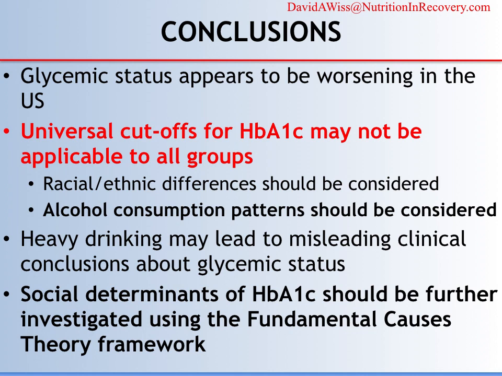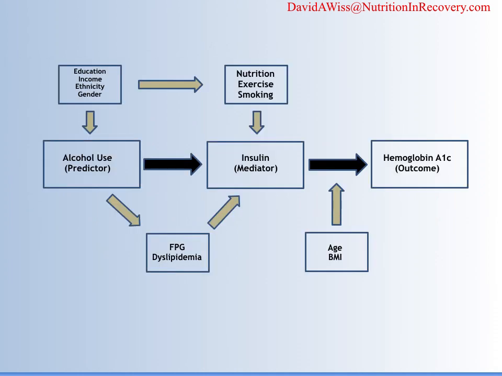So, considering the social determinants of HbA1c should be further investigated using the fundamental causes theory framework, as well as looking at some of the biological mechanisms. I've proposed this model to consider the outcome of A1c, which looks at alcohol mediated by insulin, social factors like SES, and behavioral factors like exercise, smoking, nutrition, and then some of the biological factors like lipid status, BMI, etc.